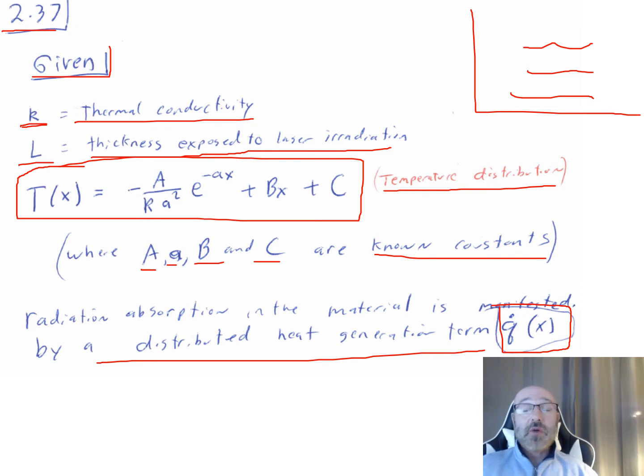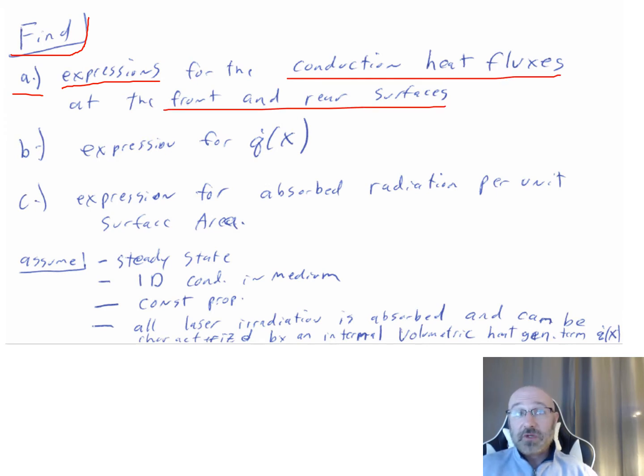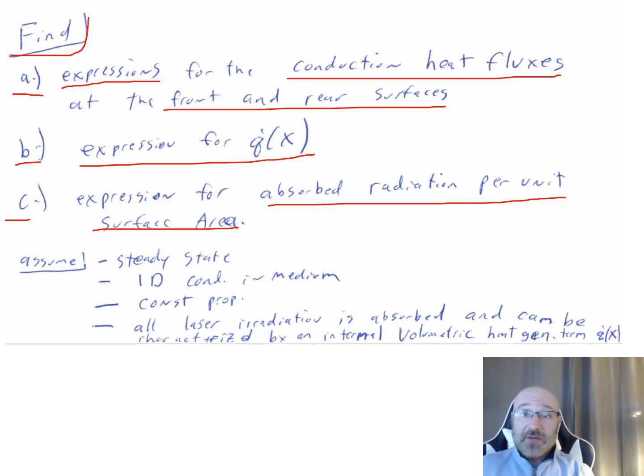Next, we're going to talk about what they want us to solve for. What they want us to find is 3 different things. We'll label them a, b, and c, solving them and keeping them all separate, but again, right on this first setup page so we can quickly reference back to them. So in part a, what are they asking us to find? They want us to find the expressions for the conduction heat fluxes at both the front and rear surfaces. In part b, an expression for our Q dot of x, and in part c, an expression for the absorbed radiation per unit surface area. So again, this is just summarizing everything we read from the problem statement and initial diagram, putting it all in one easy to locate place on our setup page.